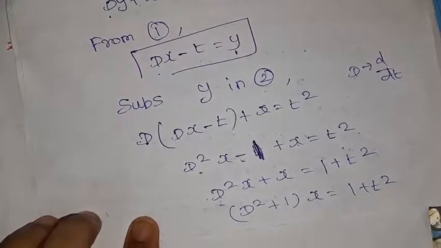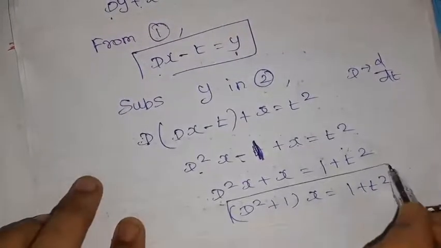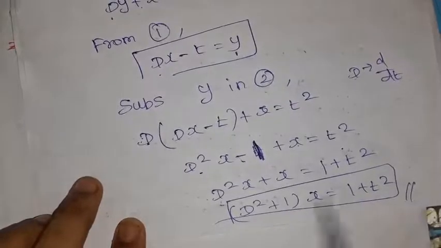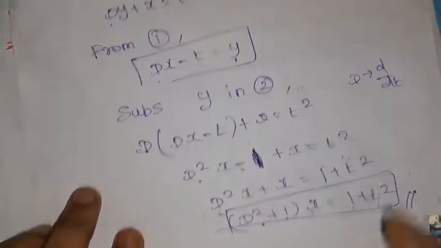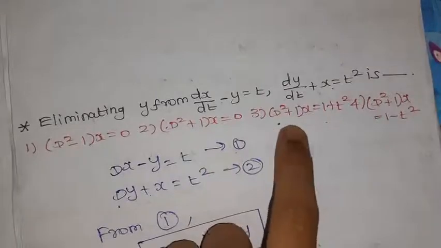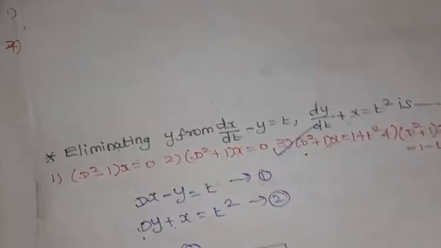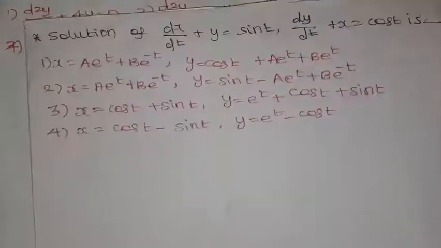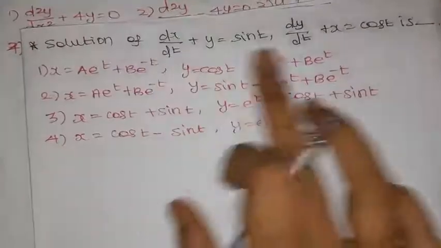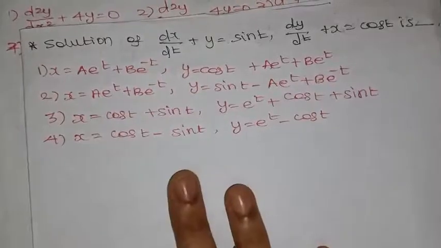So what is the answer? So this one. We have eliminated y from this equation. (D squared plus 1) into x equal to 1 plus t squared. Option 3 is the right option. We'll move on to the next problem. What is the solution of this equation? We need to find out the solution for this equation.